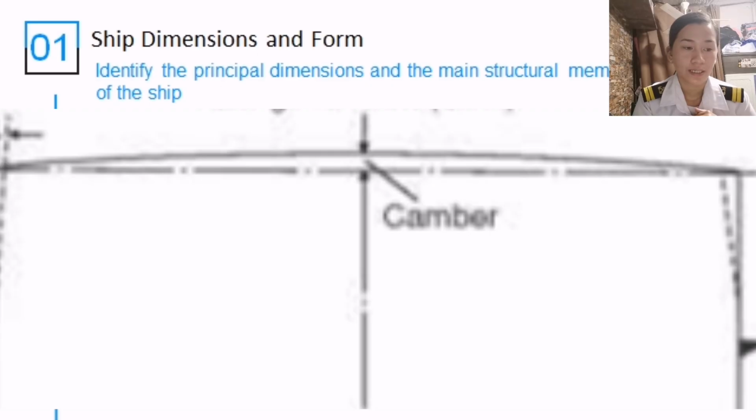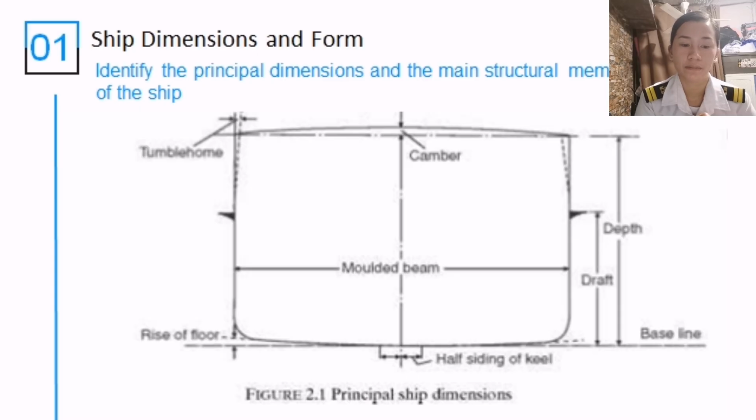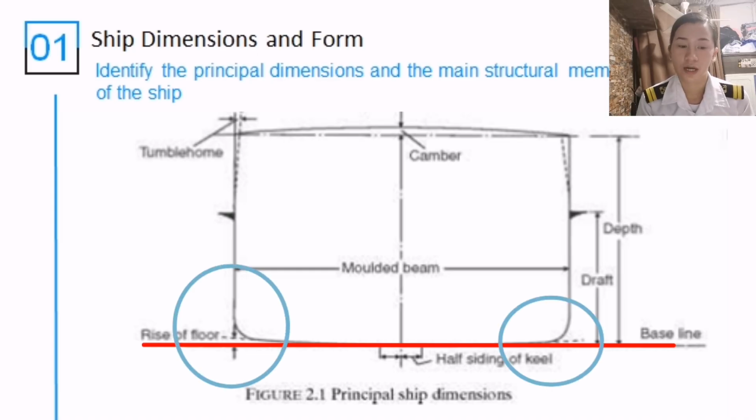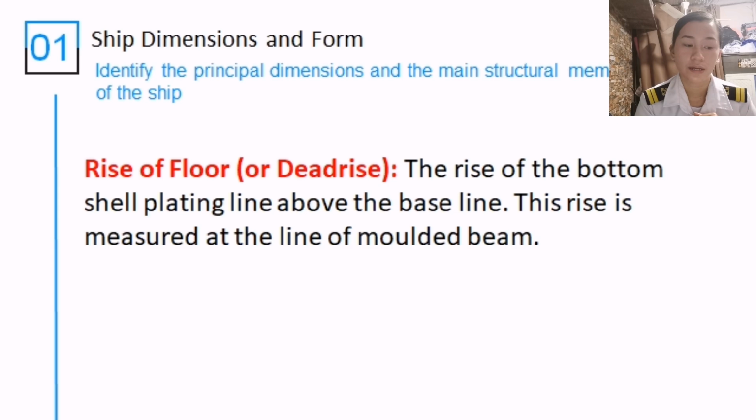Okay, so next is we have the rise of floor or the dead rise. So kanang rise of floor or dead rise, that is the rise of the bottom shell plating line above the baseline. Okay, so let's say for example kani naman tayo baseline diri sa ubos sa keel. So kaning sa isig ka kilid sa atong keel class, naka-curvature man po na siya, naka-curve man po na siya in both sides, sa right side ug sa port side. Okay, starboard or port side of the vessel. So meaning both sides na ata gitawag nga rise of floor or the dead rise.